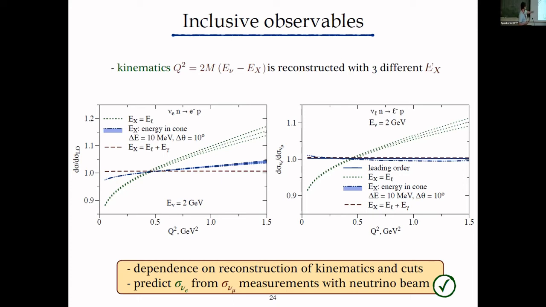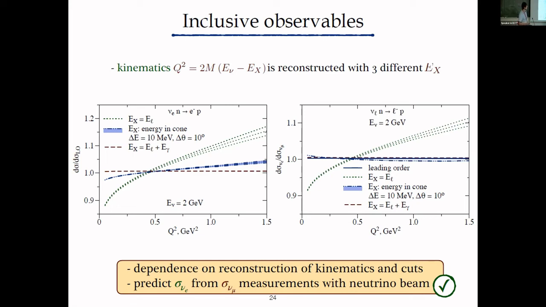And the most realistic case is when we determine Q squared from the energy of the jet, or the energy of the electron and photon within 10 degrees to the electron direction in case of electron flavor, and no photons in case of muon flavor. So this is the result for the ratio to tree level. This is the result for the flavor ratio. The main point is that on such kinds of ratios, leading order uncertainties cancel significantly, and our calculations provide a way to make precise predictions for the electron over muon cross-section ratio.